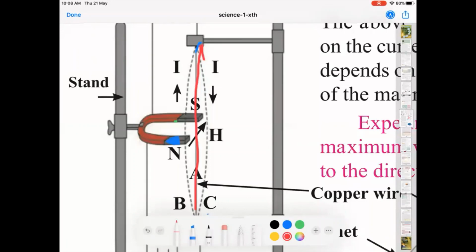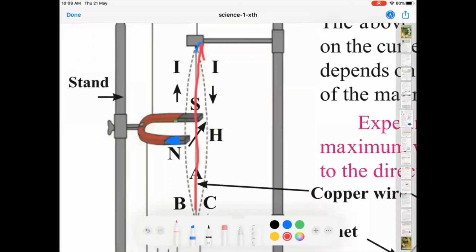When we passed current, this wire produced its own magnetic field, and that magnetic field interacted with the already present magnetic field. The result was that there was a force acting on this wire, and the direction of the force is given by Fleming's left hand rule. Same principle we are using in a motor.